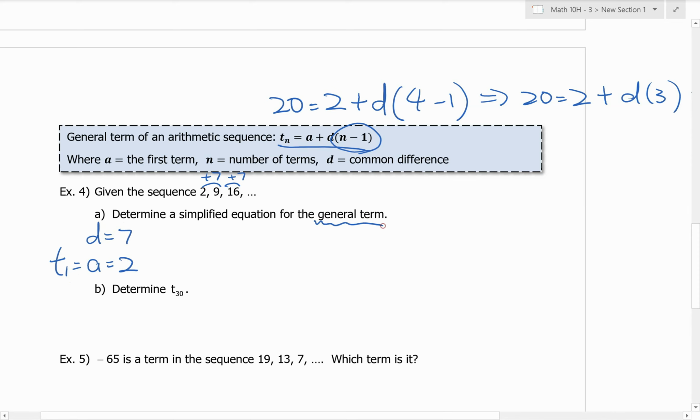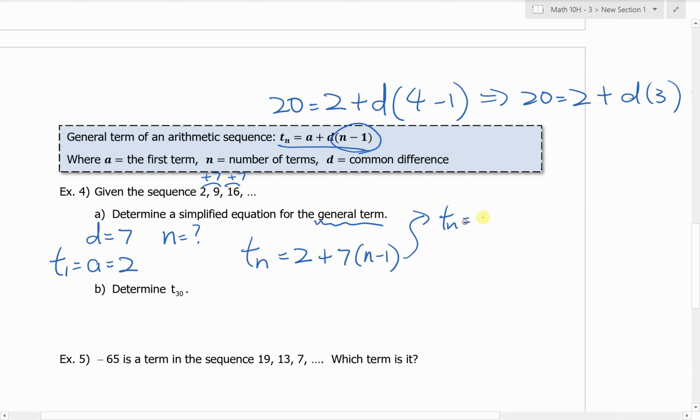We are looking for the general term, so we actually don't know what n is. N is just n. When it's asking for the general term, really it's asking what is Tn equal to. But we know what a is, and we know what d is, so we can simplify this equation here. We know a is 2, we know the difference is 7, and n minus 1 here. So then you can simplify this.